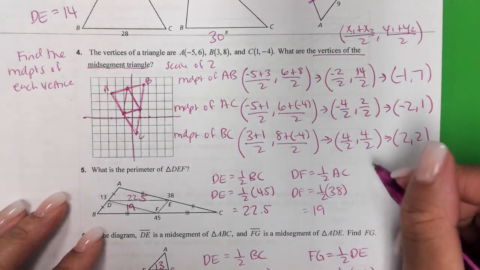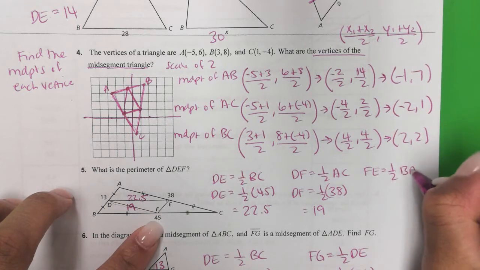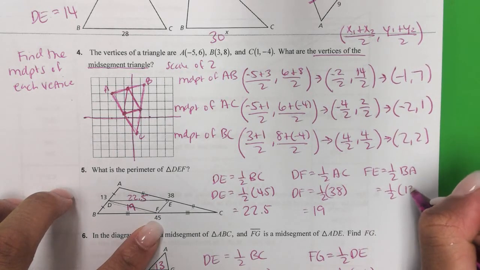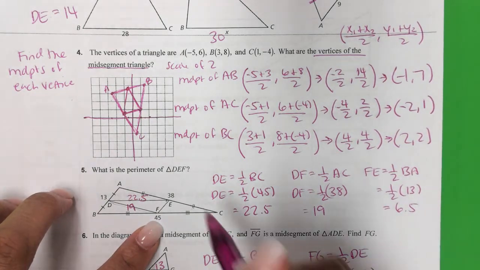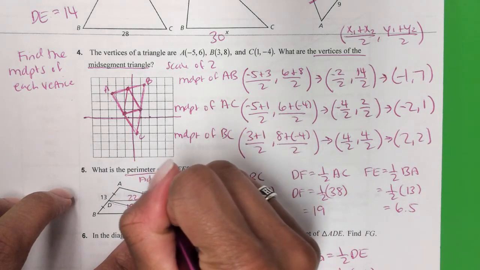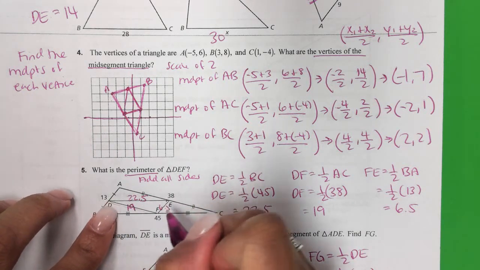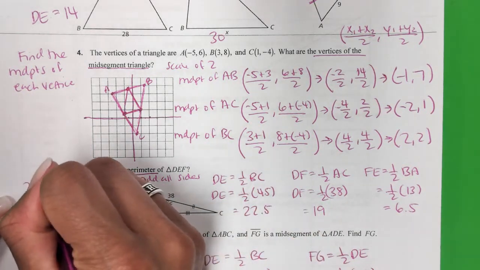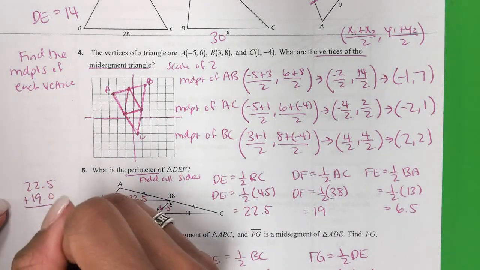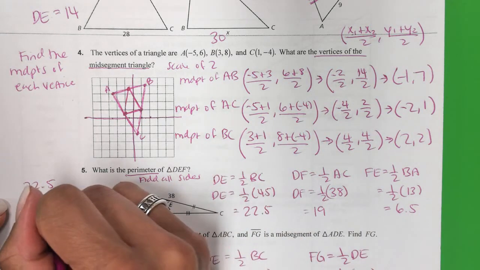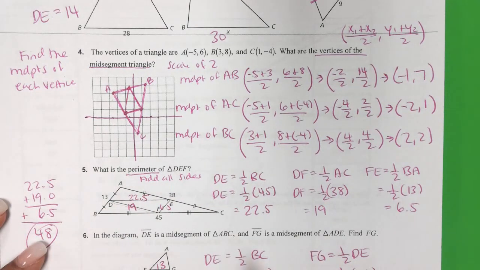And then our last one, if we find FE, it would be half of BA. So half of 13 gives me 6.5. Okay? And to find the perimeter of a triangle, you add all sides. And so we just need to find all sides of this, and we did. So we have 22.5 plus 19, and I put 0.0 for decimals. And then we are also going to add 6.5, and we end up with 48 as our answer for the perimeter of DEF.